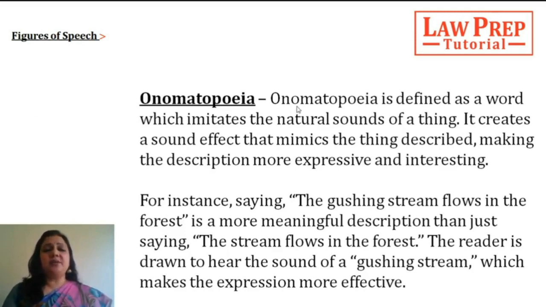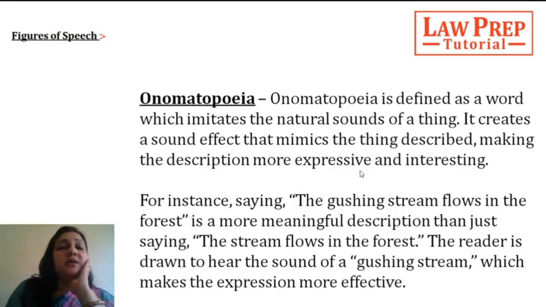Onomatopoeia is defined as a word which imitates the natural sound of a thing. It creates a sound effect that makes the thing described more expressive and interesting. The expression and the discussion, of course, becomes interesting because of the sound. In the famous poem of Philip Larkin, Church Going, we have the line, he left the door thud shut. Now the door, and with the door what was given? Sound. So what is the sound of the door? Thud shut. The rustling leaves. So the leaves, and then they are also talking of the rustling leaves. So the sound that is created by it.